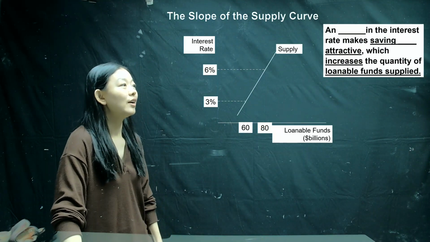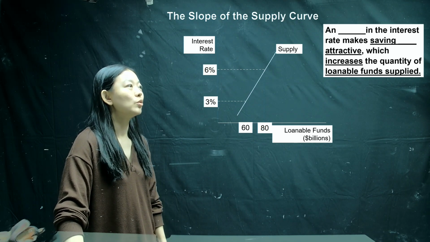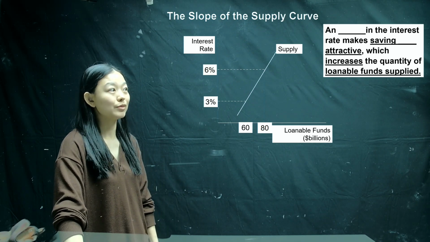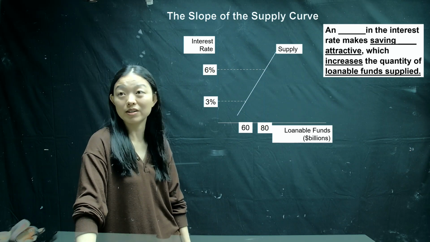So we would like to say an increase in the interest rate will make savings more attractive, which will also increase the quantity of loanable funds in the market. Okay.